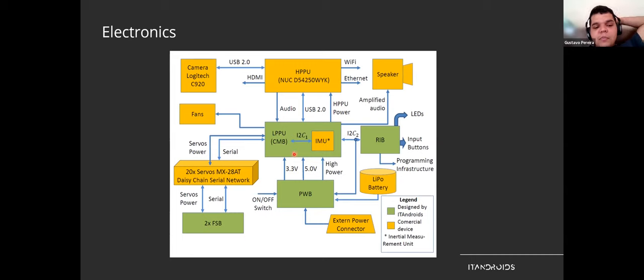We also have a PWB power board that's connected to an external power source and generates 3.3 and 5 volt power buses. A RIB, an interface board with buttons to facilitate command input. And also, we are developing a foot sensor board, the FSB, which is a board located in the robot's foot, equipped with strain gauges and an inertial unit, with the purpose of communicating foot data to the main computer. The idea is to use this board in the current version of the robot and the next one, that we're going to talk about later. And next slide.